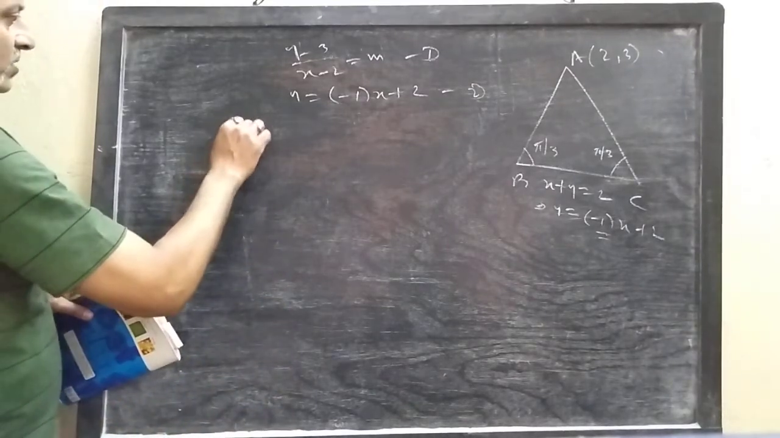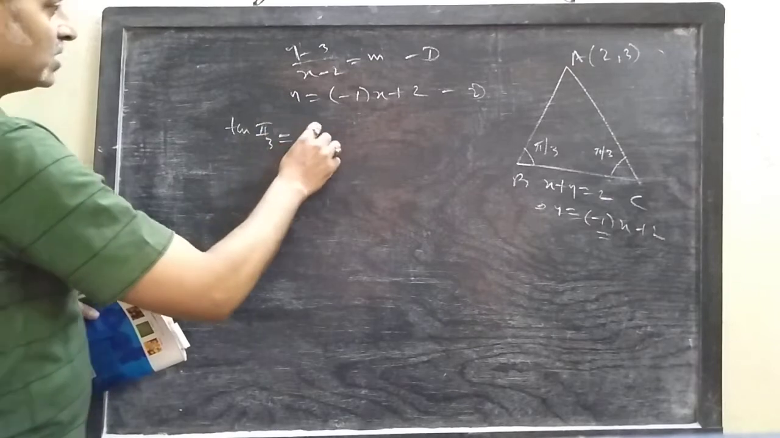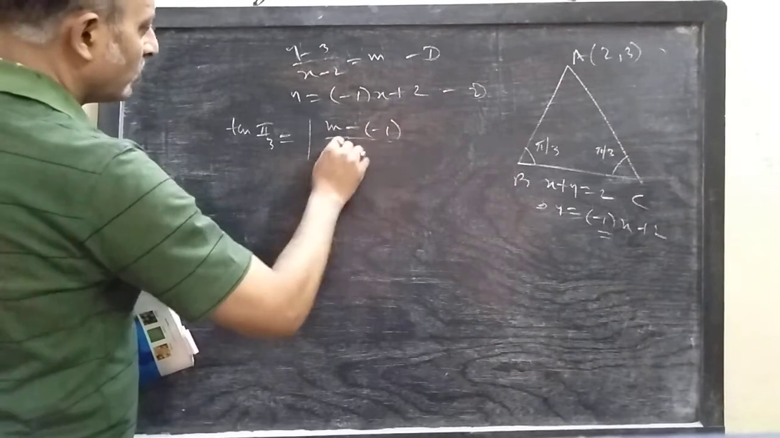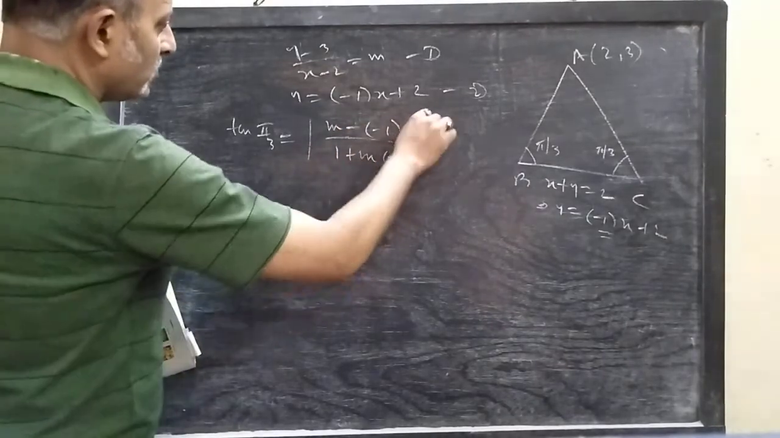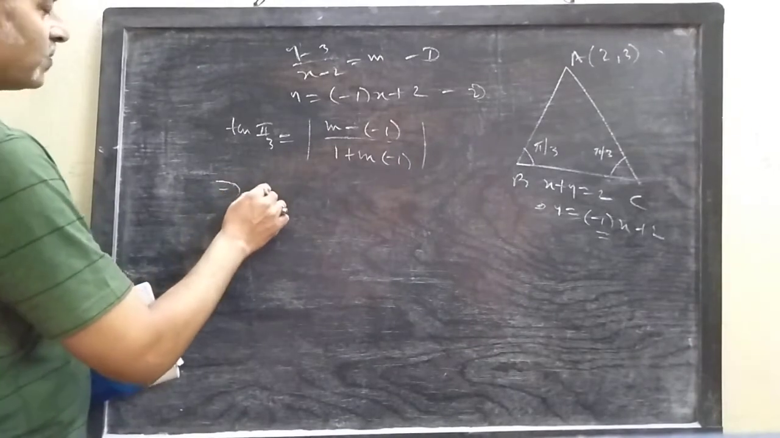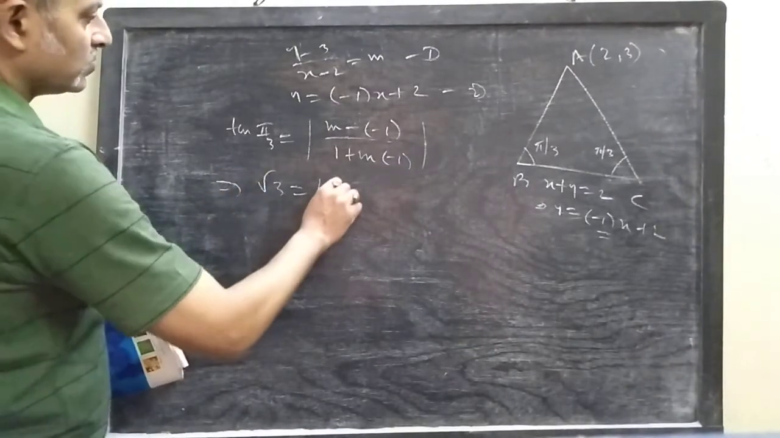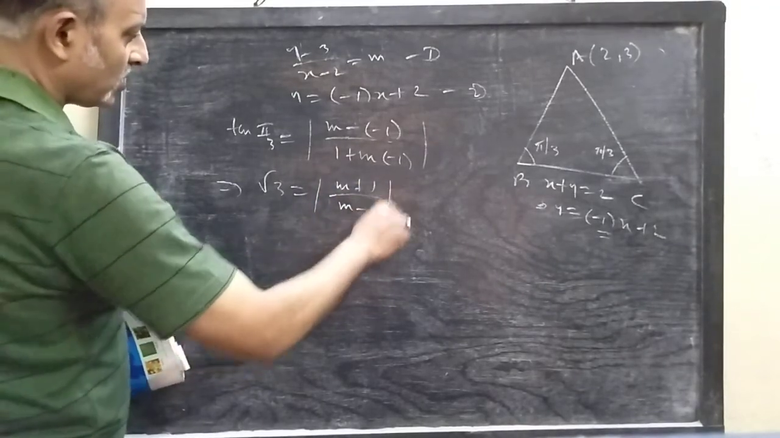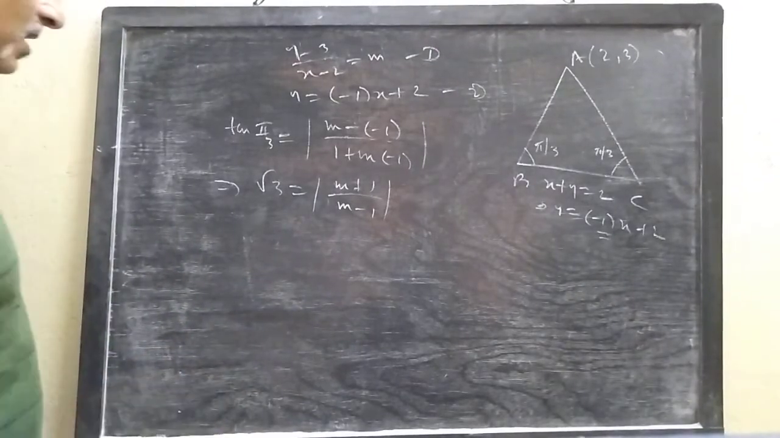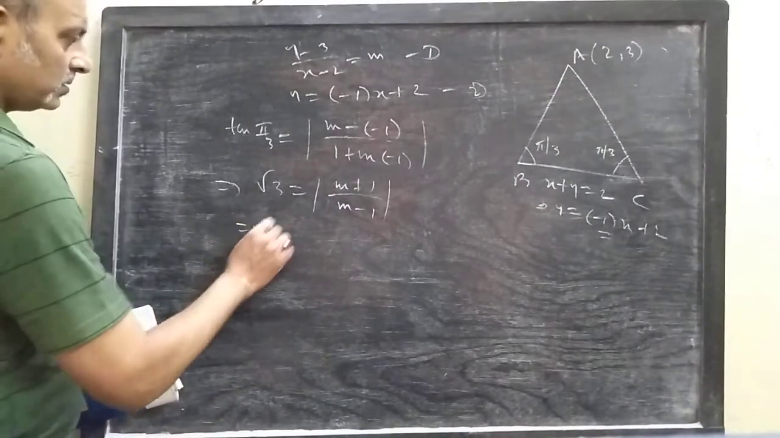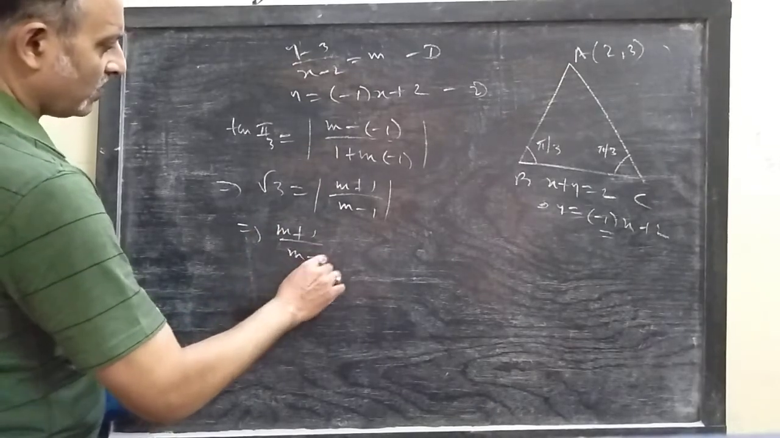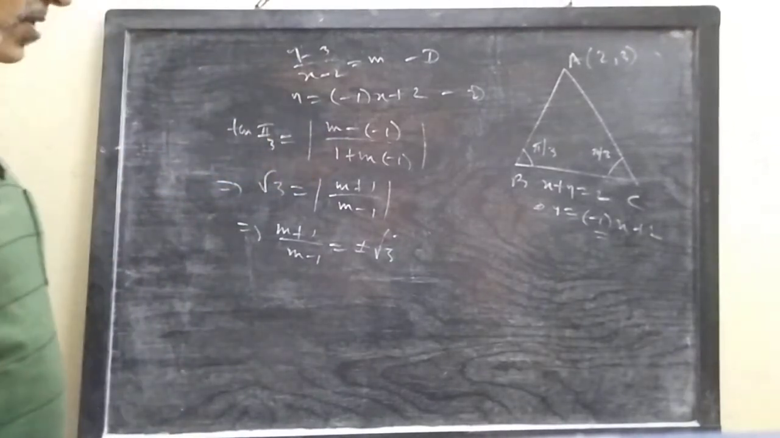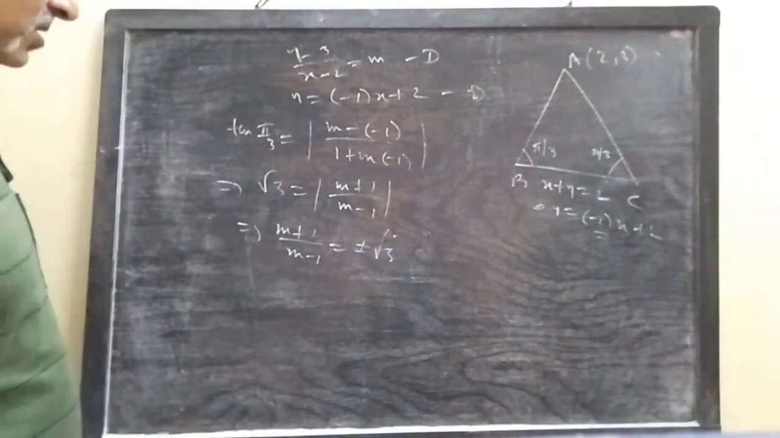So we must have tan of pi by 3 equals mod of (m minus minus 1) by (1 plus m into minus 1). That means tan of pi by 3, which is root 3, equals mod of (m plus 1) by (1 minus m), but I am writing mod of (m minus 1). As we have a modulus sign, we can adjust it. Now we have (m plus 1) by (m minus 1) equals plus minus root 3. When we remove the modulus sign, we have to take both plus and minus.